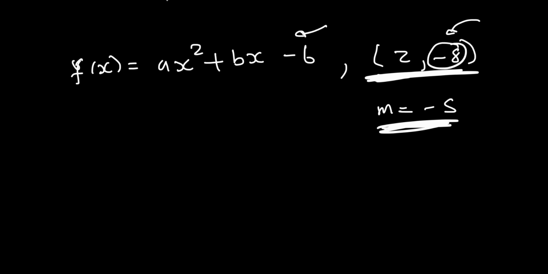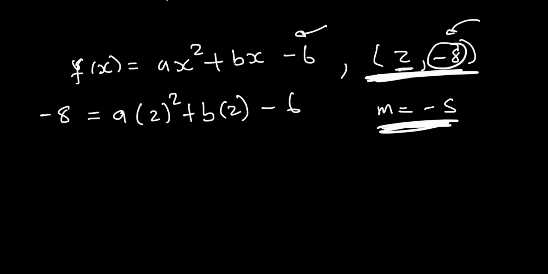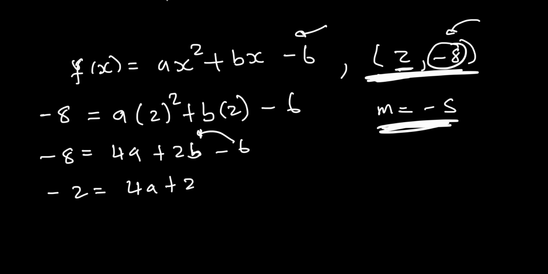That means f(x) is equal to -8, and therefore, when you see x, you put 2. So this is going to be a times 2 squared plus b times 2, minus 6. The first equation is -8 equals 2 squared, which is 4a, and then 2 multiplied by b is 2b, and we still have -6. To simplify this, we can move the 6 to the other side. That is -8 plus 6, which is the same thing as -2. And then we have 4a plus 2b.